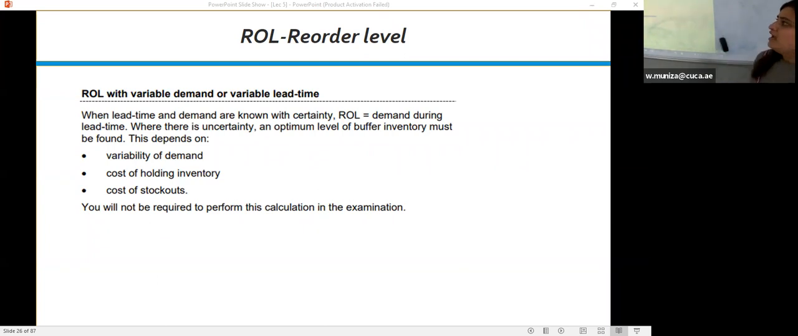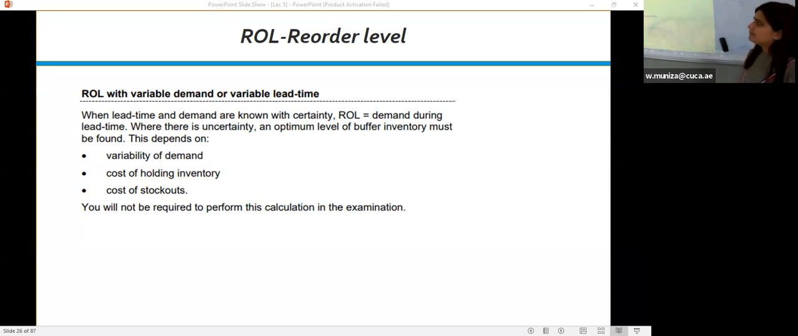Okay, now reorder level with variable demand and variable lead time. We were discussing that when the lead time and demand are constant, we use the ordinary formula, that is demand in the lead time, where demand and lead time are constant. But in practical situations, they are not constant. You will not be required to calculate the things in this scenario, but you must be knowing that reorder level will be demand during lead time, and demand and lead time are going to be variable in that case, okay?